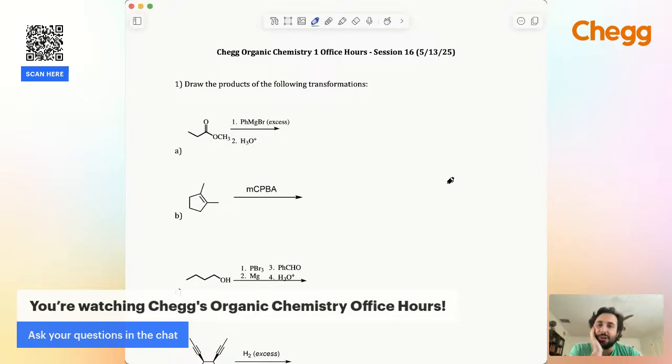So first up here, we've got just a few transformations. Obviously in OChem, given a starting material and some reaction conditions, tell us what you get. This is going to be a very common type of question. So what do we have here? We have this methyl ester, and then we have a phenyl Grignard reagent in excess. So we have, it's a benzene ring.